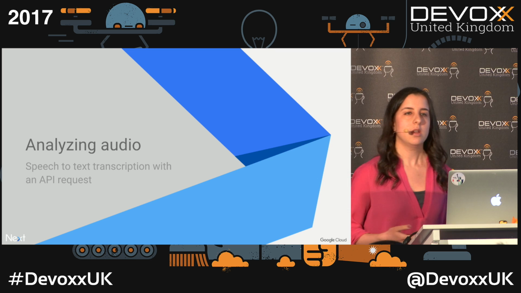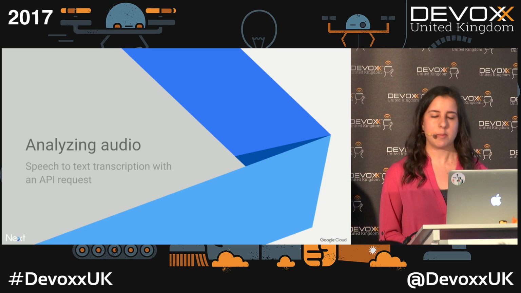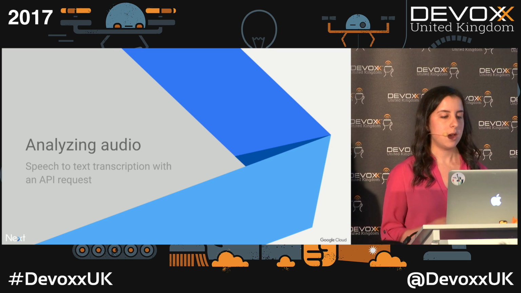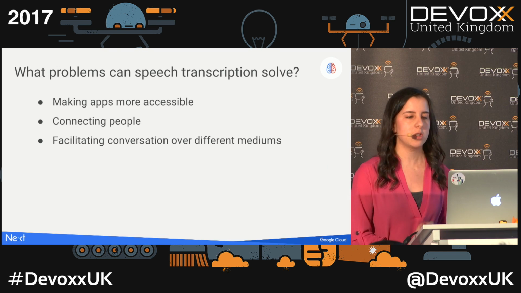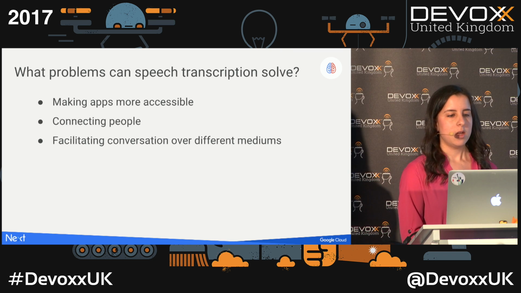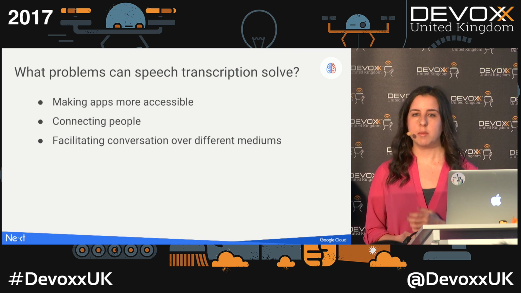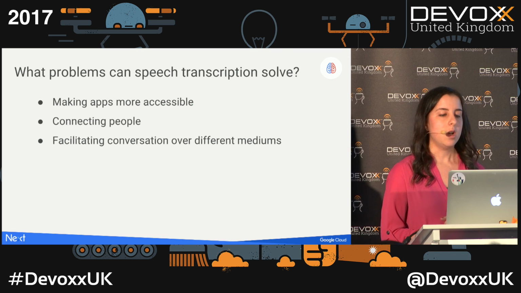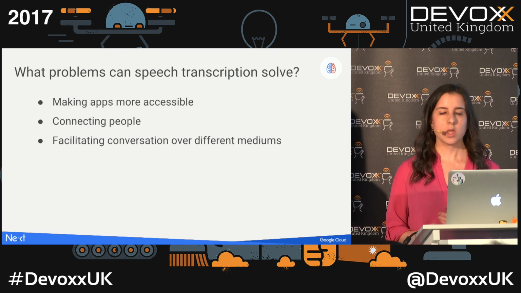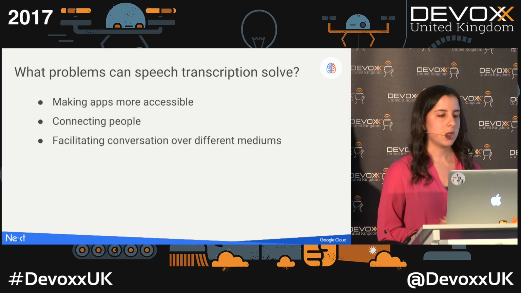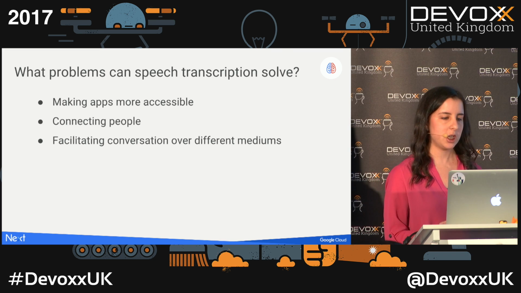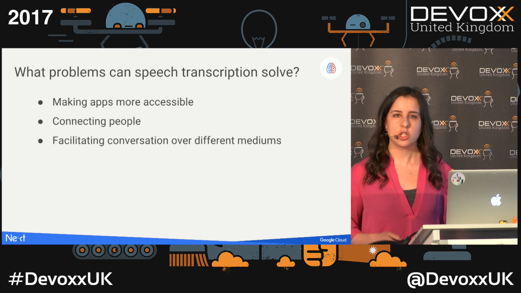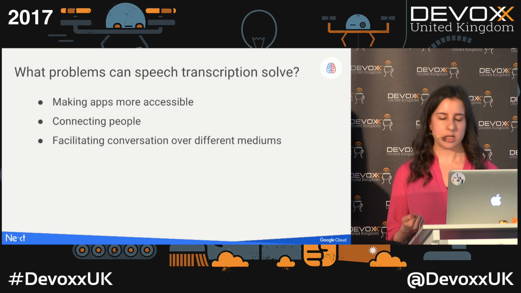So if you want to add any sort of speech-to-text transcription in your application, you can use a machine learning API to do this. Some problems that speech transcription can help your app solve is make apps more accessible. So maybe somebody that can't type into their phone instead wants to use voice dictation. This could make your application more accessible for them. Along those lines, it can help connect people that might not otherwise be able to interact with your application and facilitate conversation over different mediums, audio, text, things like that.